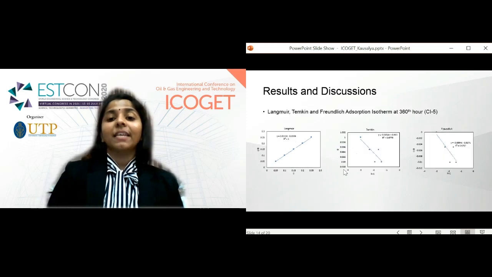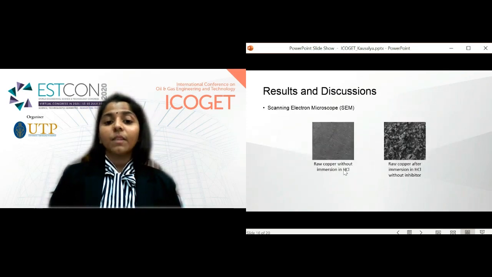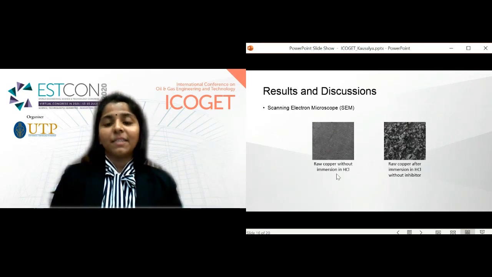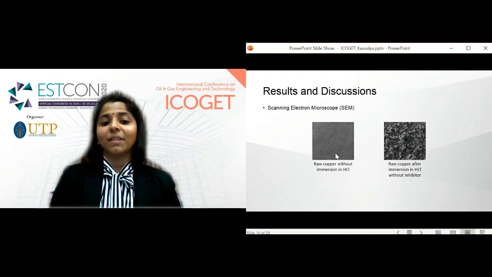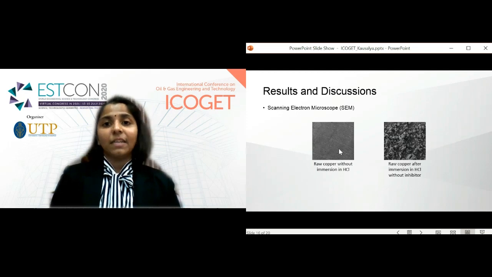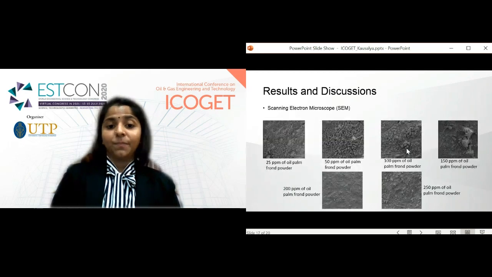Lastly, talking on the scanning electron microscope, the metal surface of inhibited raw copper. Please note that these scratches visible on the metal were due to the graded grit paper. This image is before the immersion in the acid. It never even immersed. It's a raw copper. And this is after it's immersed in the hydrochloric acid without the presence of oil palm frond and also the empty fruit bunch as corrosion inhibitor.